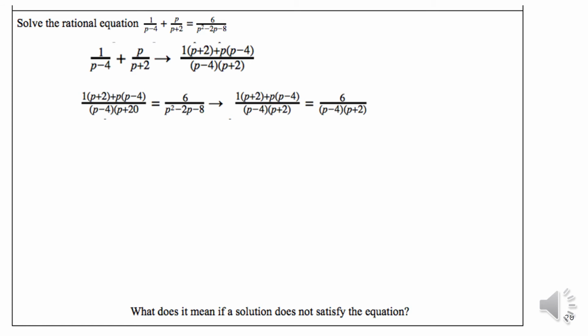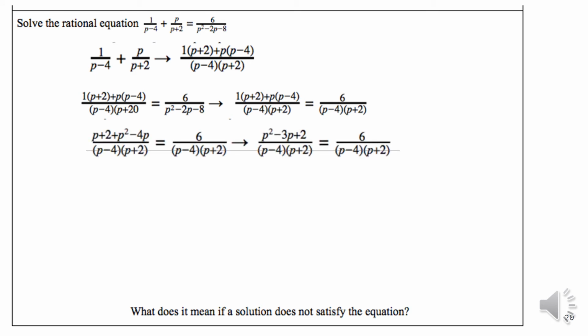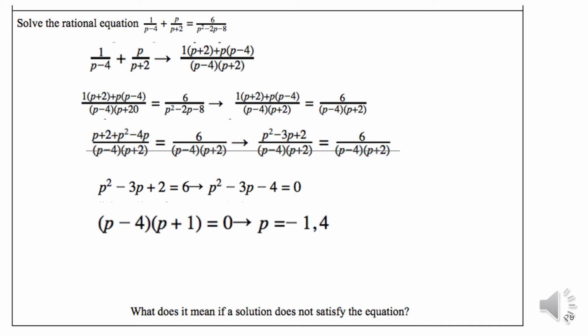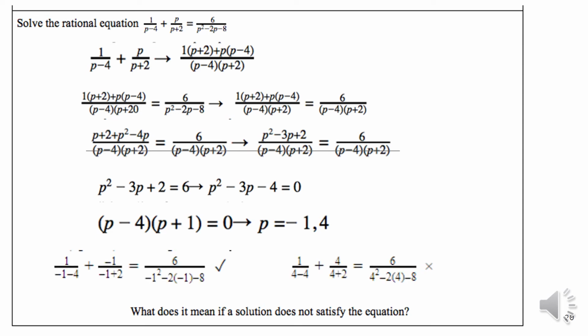Factoring that denominator on the right-hand side, we notice that our denominators are in fact the same. So we can cancel out our denominators, leaving us with just p squared minus 3p plus 2 is equal to 6. We then again need to move everything onto one side and factor to get p minus 4 times p plus 1 equals 0, leaving us with solutions of negative 1 and 4. Our last step, as always, is to double check that both of them work. However, the solution p equals 4 doesn't work.